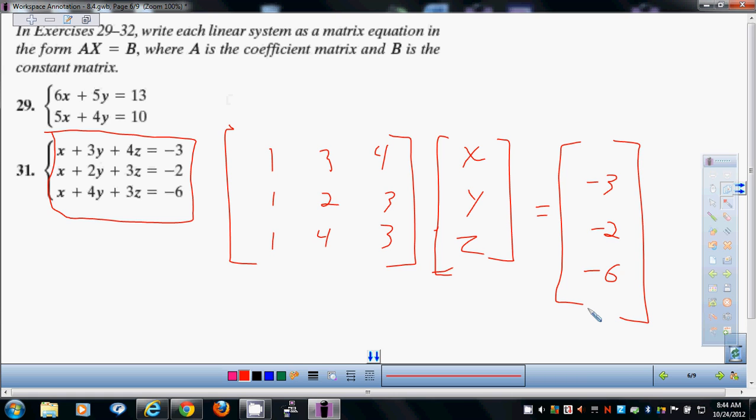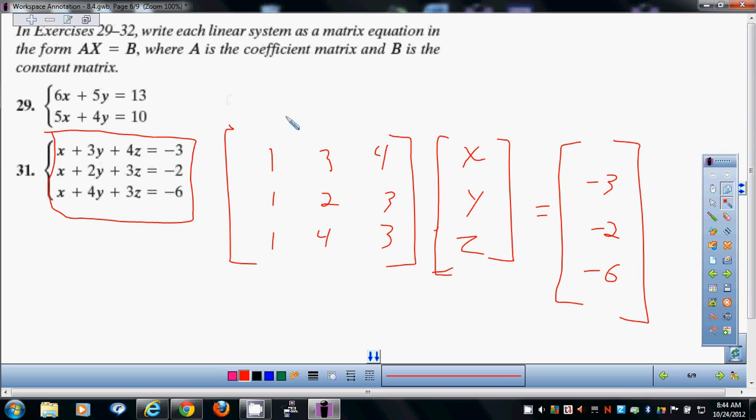You might be saying, well, how? Well, look, if we multiply, 1x plus 3y plus 4z equals -3. 1x plus 2y plus 3z equals -2. 1x plus 4y plus 3z equals -6.